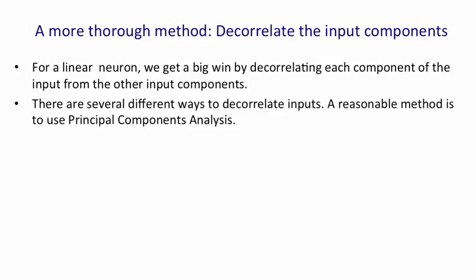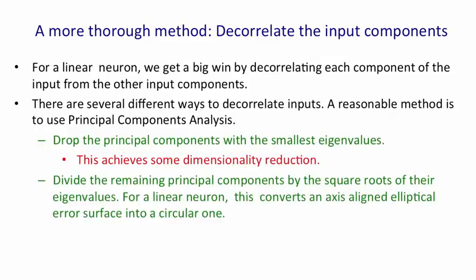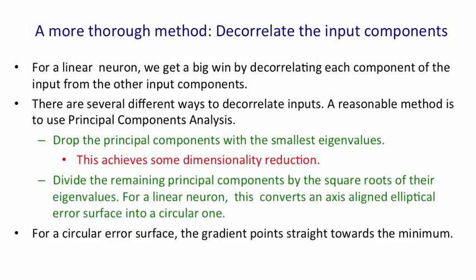There are actually many ways to decorrelate things. For those of you who know about principal components analysis, a very sensible thing to do is apply principal components analysis, remove the components that have the smallest eigenvalues, which already achieves some dimensionality reduction, and then scale the remaining components by dividing them by the square roots of their eigenvalues. For a linear system, that will give you a circular error surface. If you don't know about principal components, we'll cover it later in the course. Once you've got a circular error surface, the gradient points straight towards the minimum, so learning is really easy.